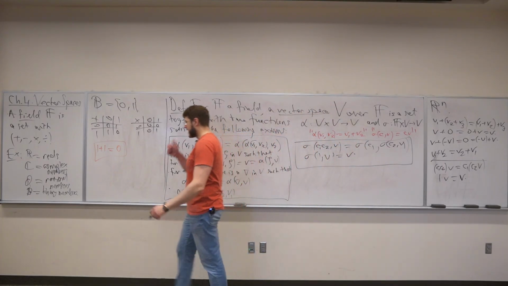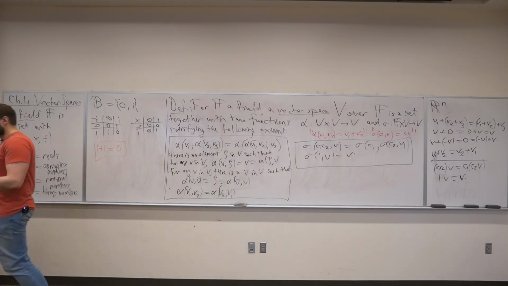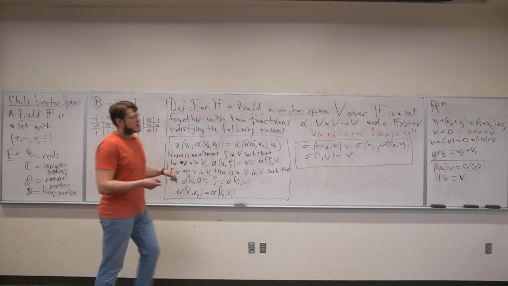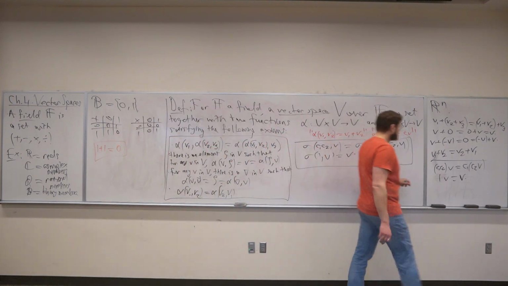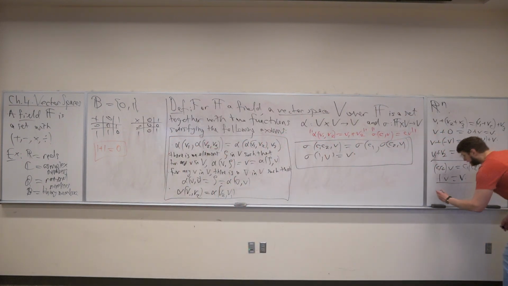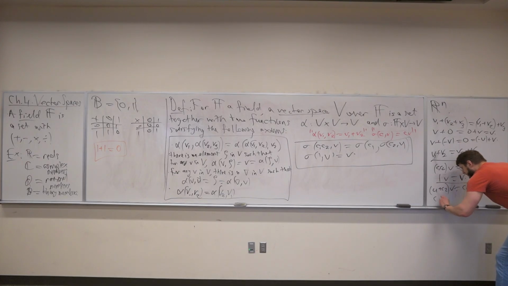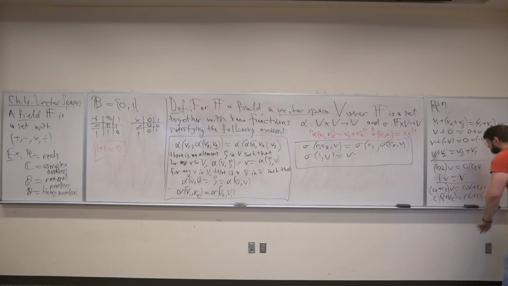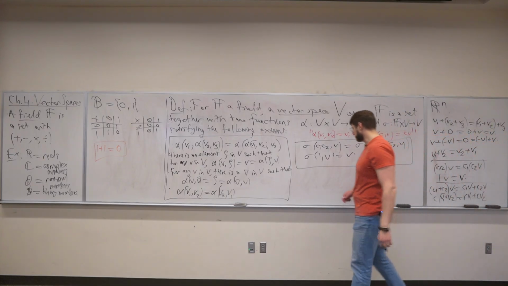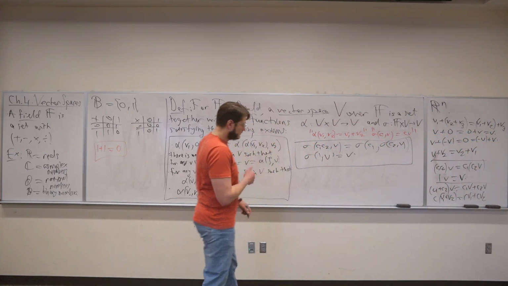And then I want to add some distribution properties. I should be able to add two scalars and then distribute and so on, so that (c1 + c2) times v should be the same thing as c1 v plus c2 v. And c times (v1 + v2) should be c v1 plus c v2. So these are how alpha and sigma interact with each other.